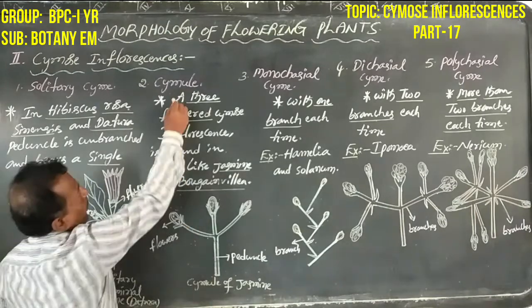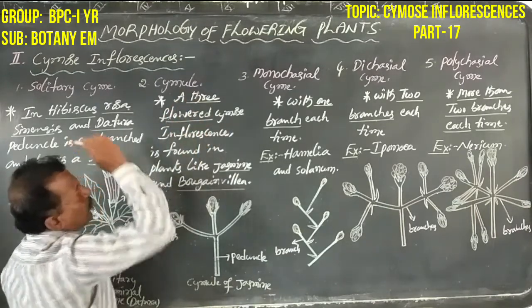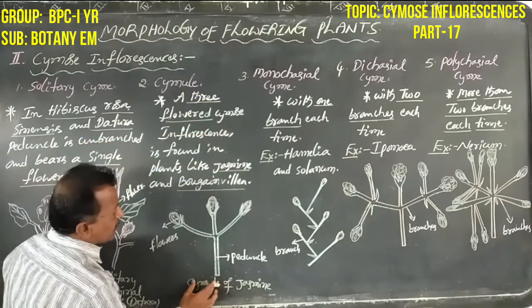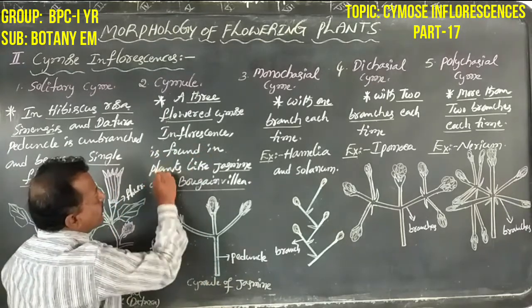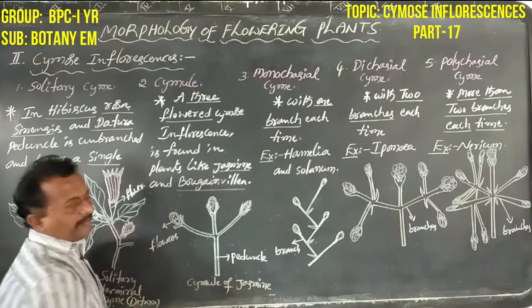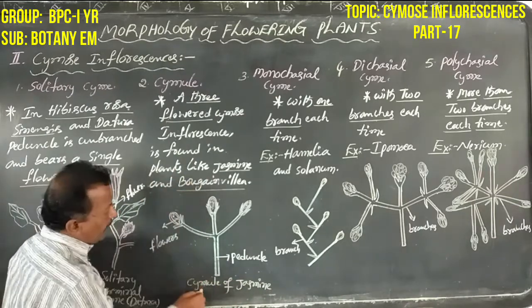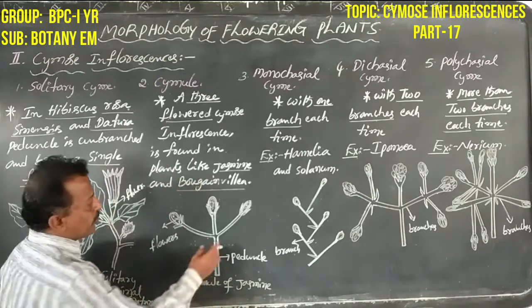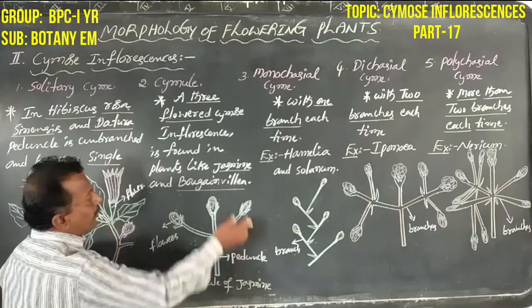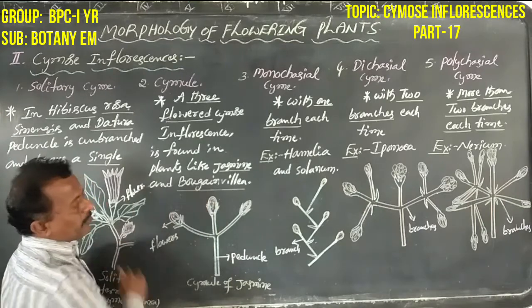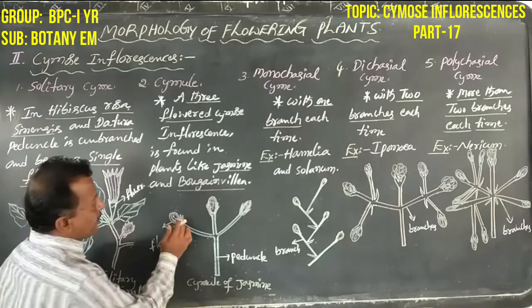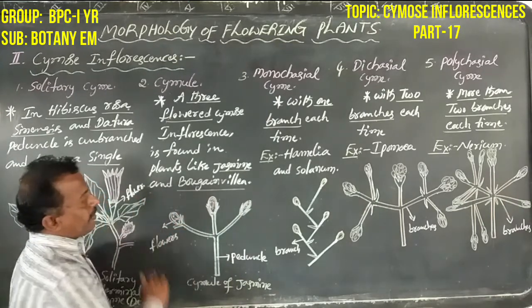Now, three-flowered cymose inflorescences are named as cymule or simple cyme. It is found in some plants like jasmine and bougainvillea. Dear students, this is a three-flowered cymose inflorescence. So these are axillary and this one is terminal.